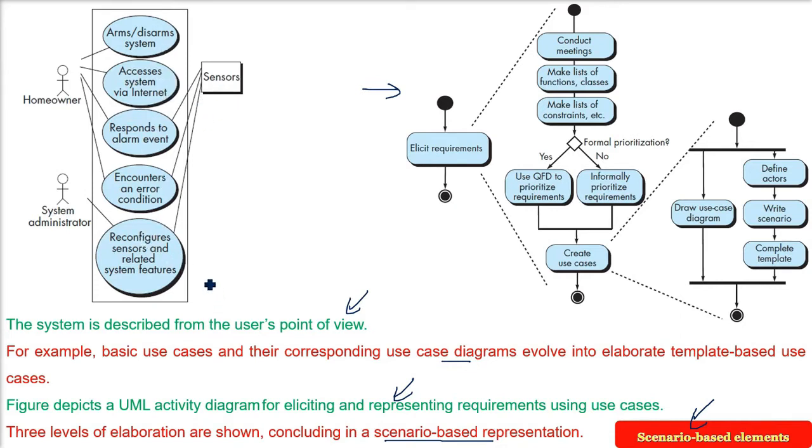But in order to elicit the requirements, there can be multiple levels. For example, you first have to conduct a meeting, you can use QFD, you have to prioritize the requirements and define the constraints, the functions, and the classes. Then you can start creating the use cases. Once you are creating a use case, you have to draw a proper use case diagram. In this, you have to make an actor and write the scenario. You have to complete the template, like the Cockburn template I suggested to you.